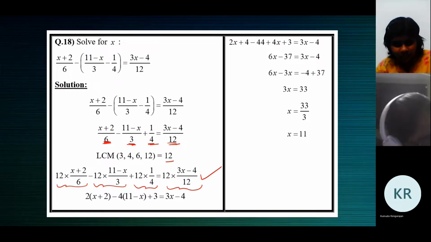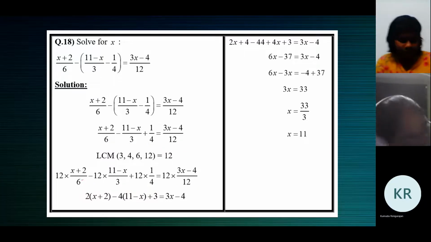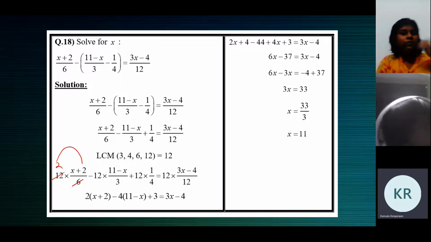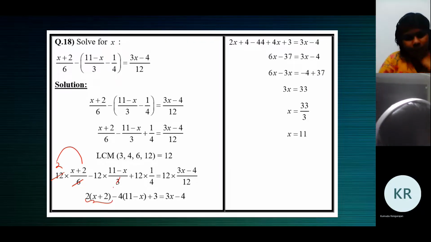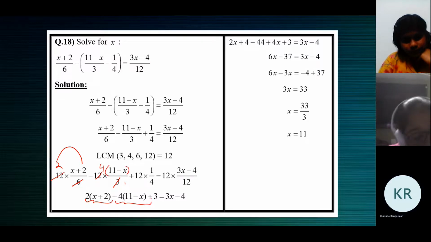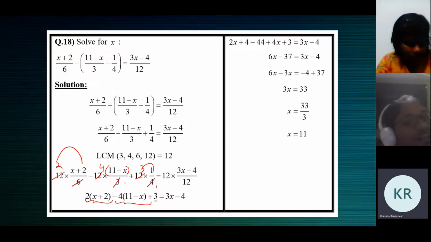Understood? Yes, ma'am. Very good. All right. Next, 6 ones are 6, 6 twos are 12. So it will be 2 into x plus 2. 3 ones are 3, 3 fours are 12. So minus 4 into 11 minus x. 4 ones are 4, 4 threes are 12, so 3 into 1 is 3.